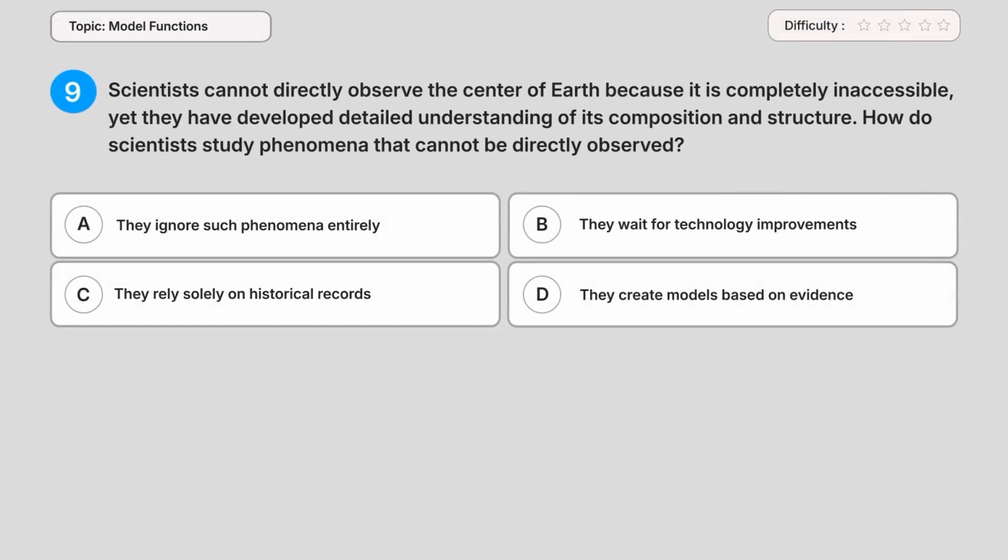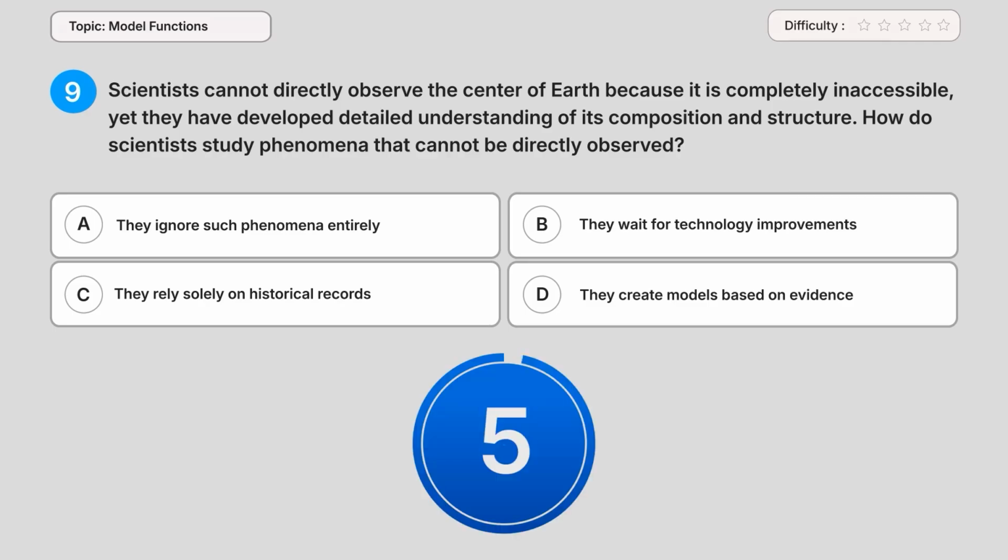9. Scientists cannot directly observe the centre of Earth because it is completely inaccessible. Yet they have developed detailed understanding of its composition and structure. How do scientists study phenomena that cannot be directly observed? A. They ignore such phenomena entirely. B. They wait for technology improvements. C. They rely solely on historical records. D. They create models based on evidence. Do you know the answer?